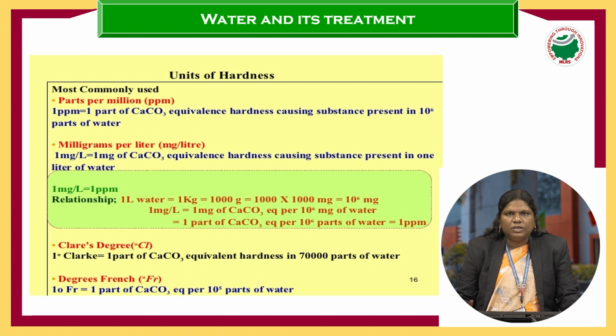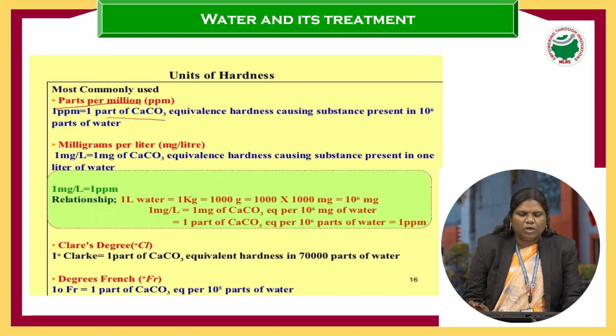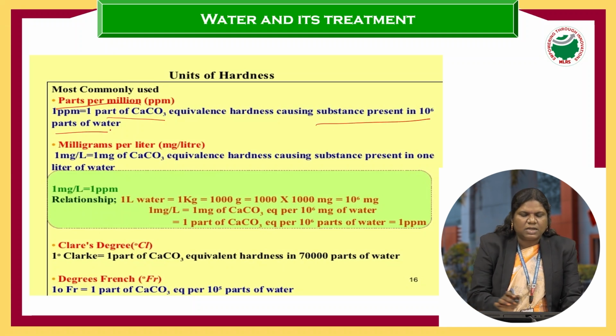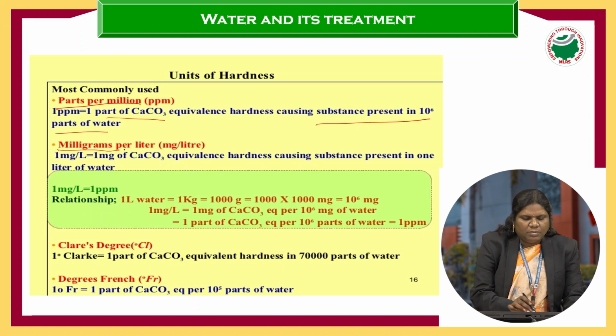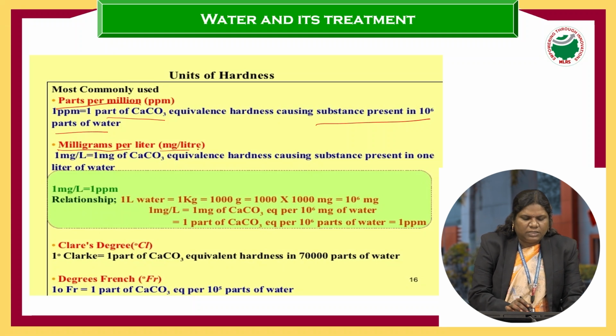Now coming to the units of hardness. Most commonly, the units of the hardness of water are ppm, meaning parts per million. 1 ppm equals 1 part of calcium carbonate equivalent hardness causing substance present in 10 to the power 6 parts of water. And milligrams per liter also. We can measure the hardness of water in terms of mg per liter.